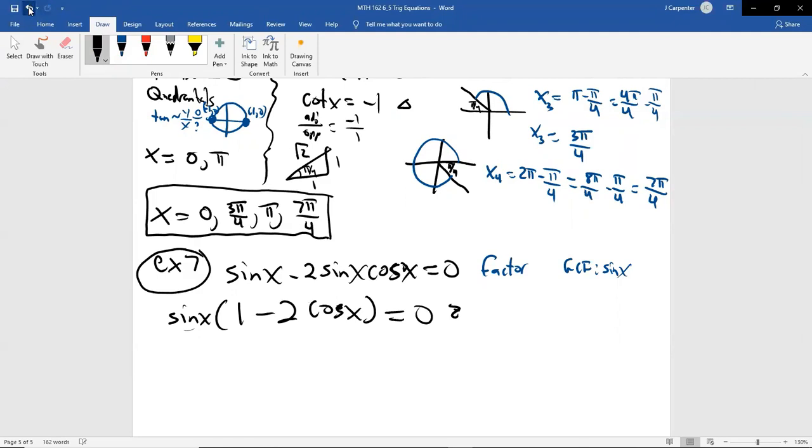Now we can zero product rule this. We can set each thing equal to 0. So sine of x equals 0. Or 1 minus 2 cosine of x equals 0.